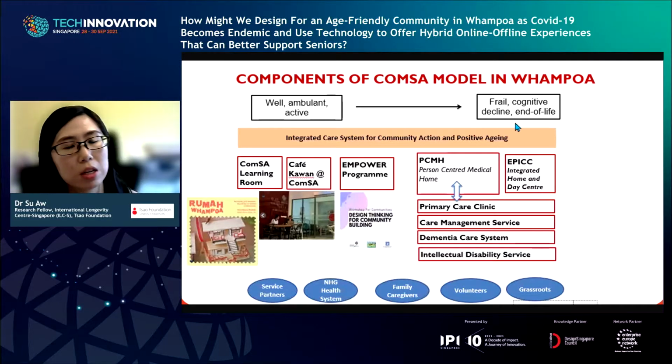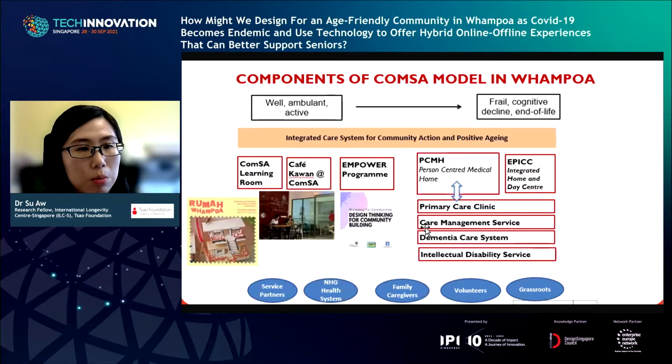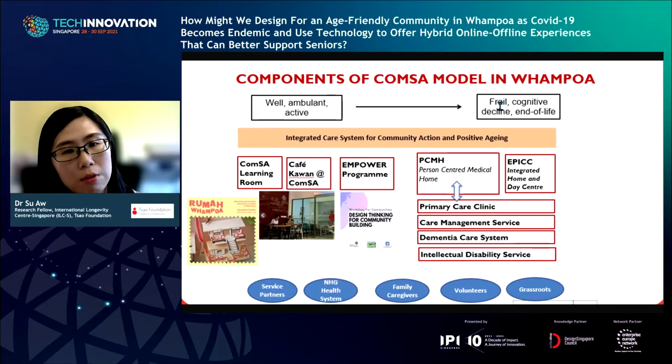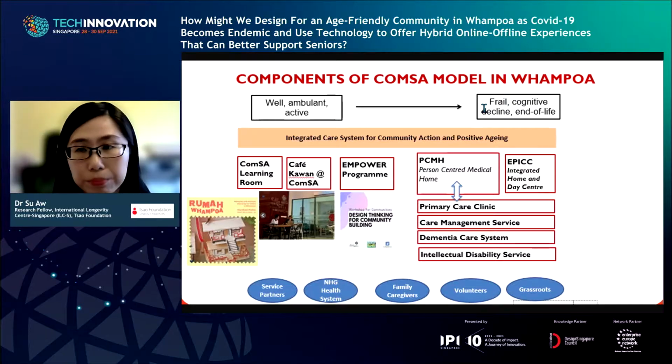COMSA stands for Community for Successful Aging. This COMSA model is an integrated system of comprehensive programs and services for older people living in Whampoa. We target the whole spectrum of seniors, from those who are more well, ambulant and active, to seniors who have cognitive issues, are frail, and even those who are at the end of life.